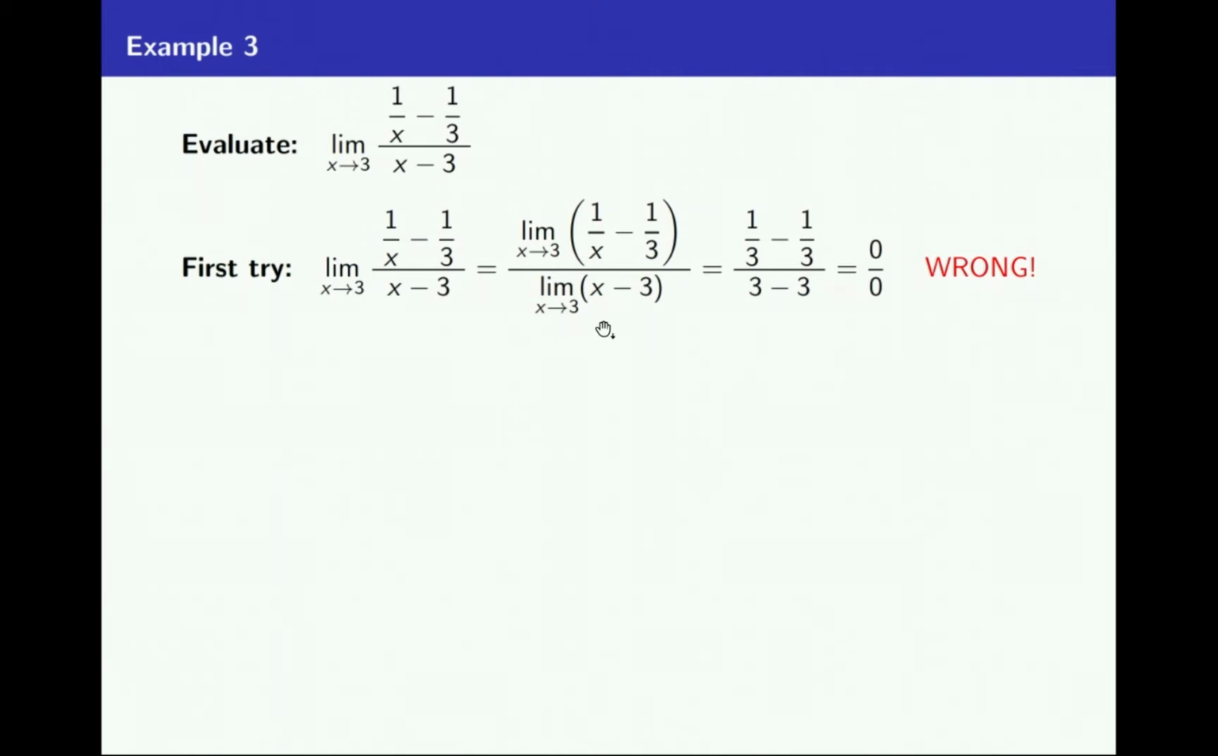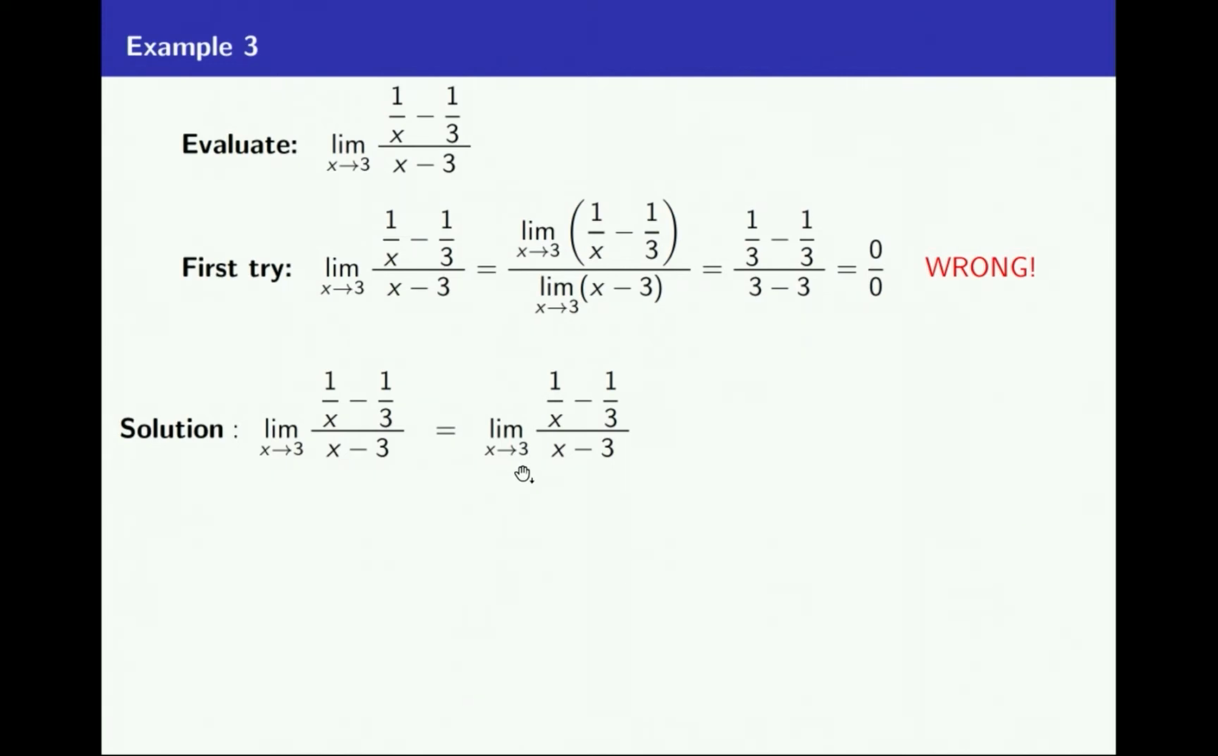And you see exactly what happened that messed us up here. This limit as x approaches 3 of x minus 3 in the denominator equals 0. So the limit law doesn't apply in this step. We were wrong to try to apply it. So let's think about how we would solve this limit. The limit as x approaches 3 of 1 over x minus a third divided by x minus 3.